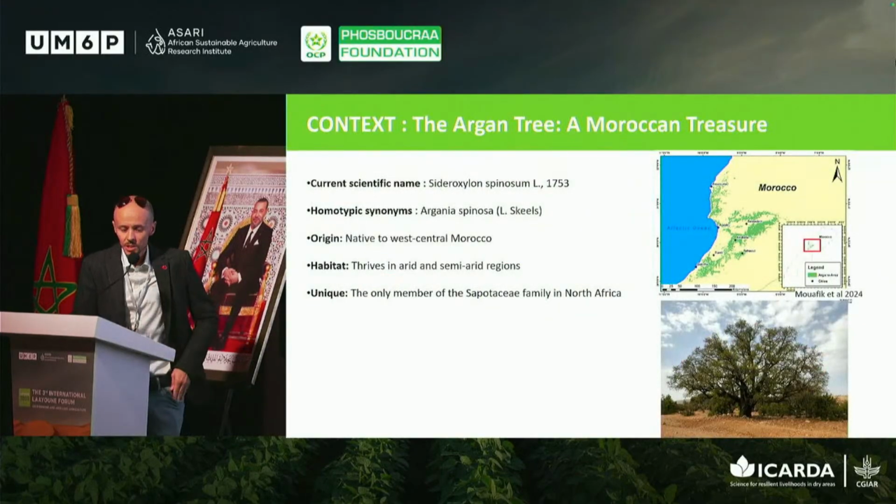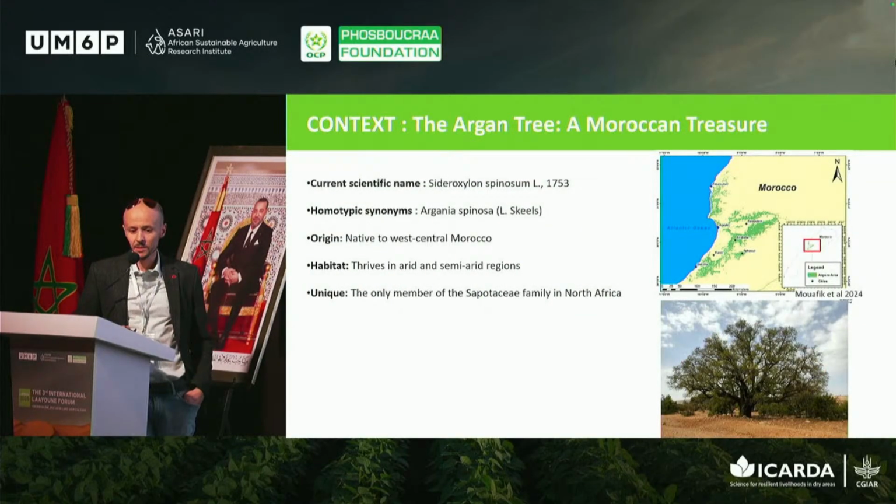Geographically, the Argan tree is largely distributed in the west center of Morocco and not the south of Morocco, as largely reported in the literature. As you can see on the map here, the green area is the distribution of Argan tree, and it is a UNESCO designated Argan biosphere. From a biological perspective, the uniqueness of this plant species is that it is the only member of the Sapotaceae family in North Africa.